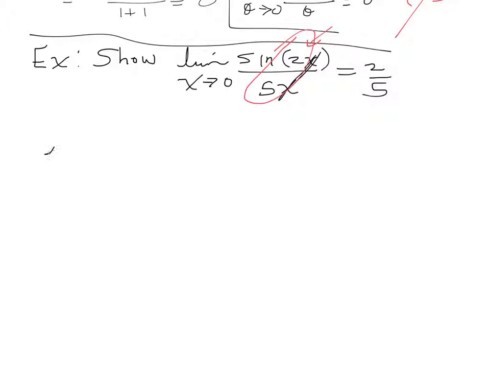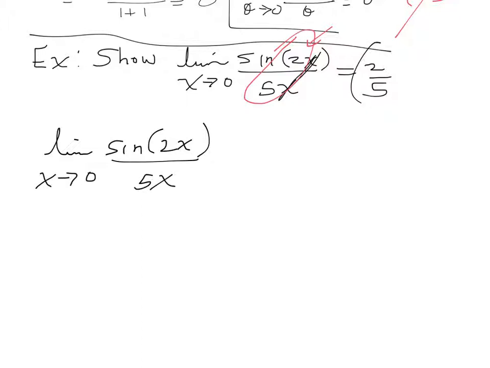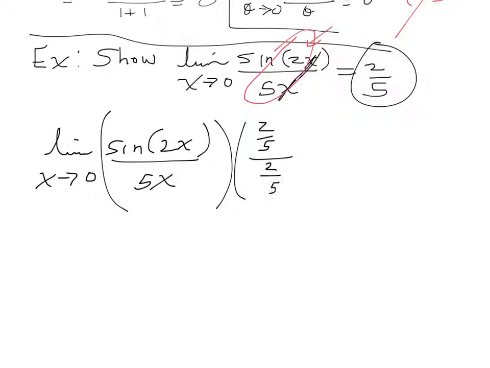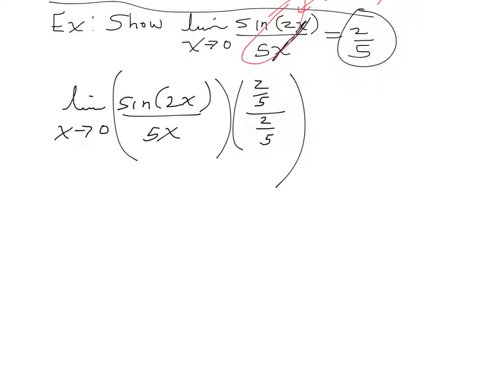So what you do is you take this limit, sine 2x over 5x as x approaches 0, and you multiply it by 1, that piece over there on the right. What do I mean by 1? 2/5 over 2/5. That's 1, right? Okay, so I haven't changed anything. And so whatever it equals, I'm multiplying by that. Now I'm going to take this 2/5 and bring it out front. Remember I said whenever you have numbers, bring them out to the front. So this equals 2/5.